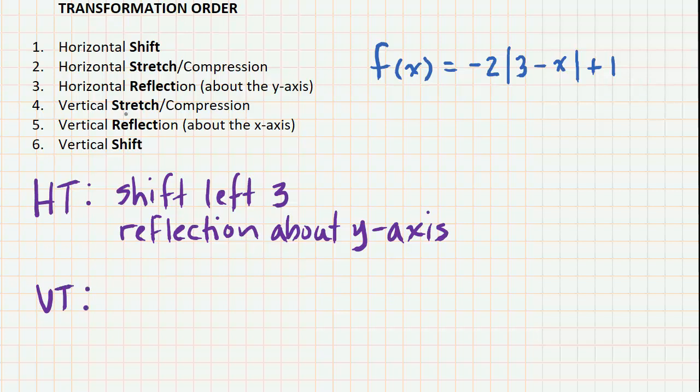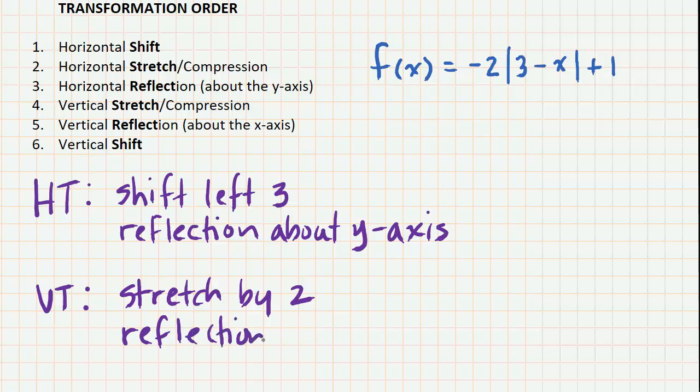Now we go to the vertical transformations on the outside. And we go in this order: stretch, reflect, shift. There's a stretch, there's a reflect, there's a shift. So we're going to stretch by 2. And that means multiply the y values by 2. That's going to pull it vertically. And then we reflect. Vertically, so a vertical reflection is about the x-axis. And then finally we shift up 1.